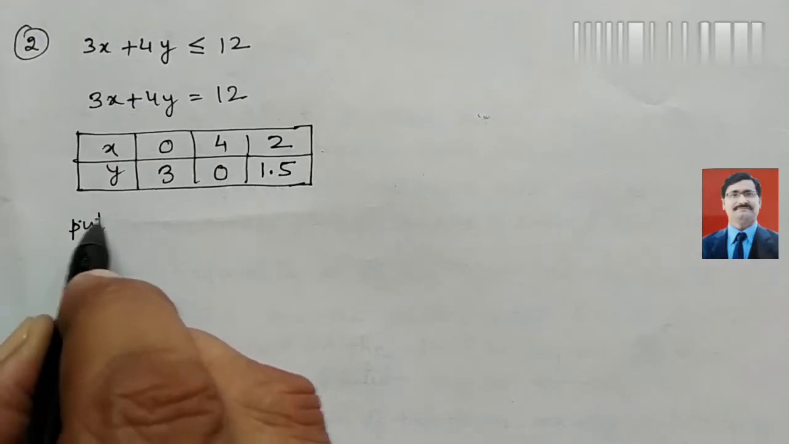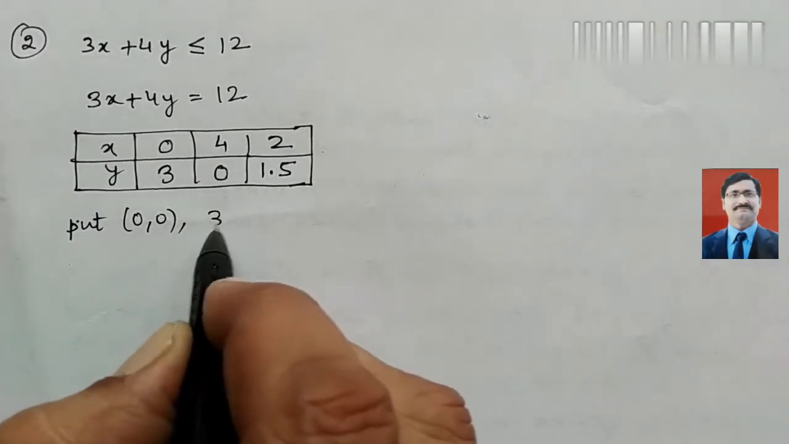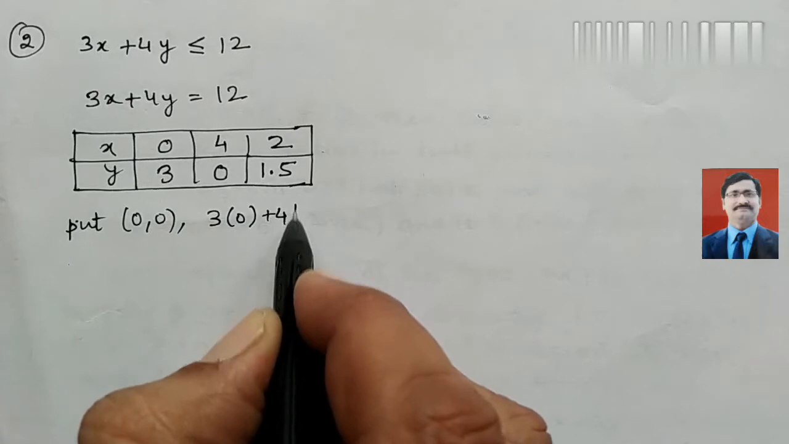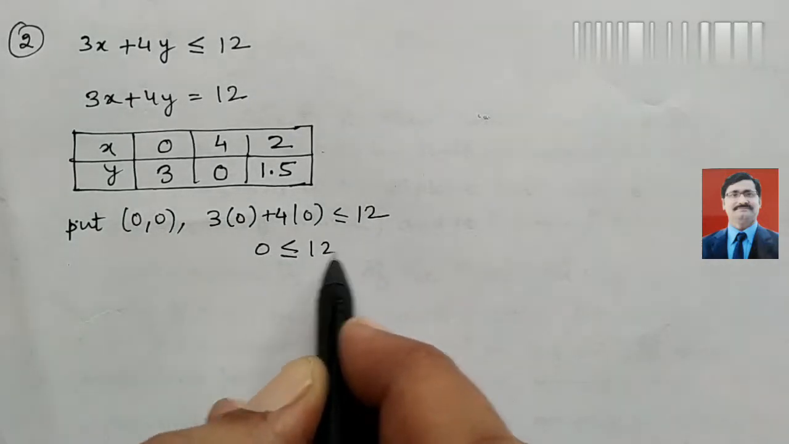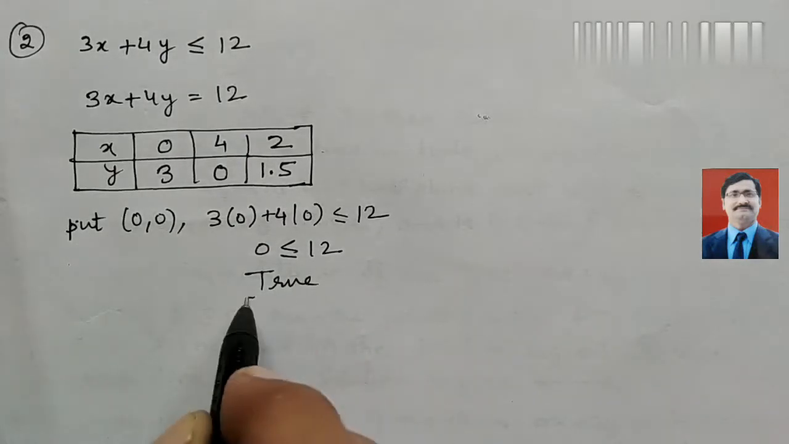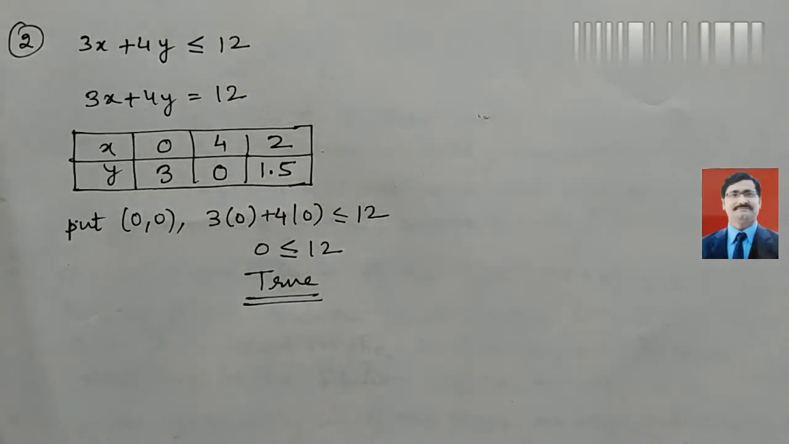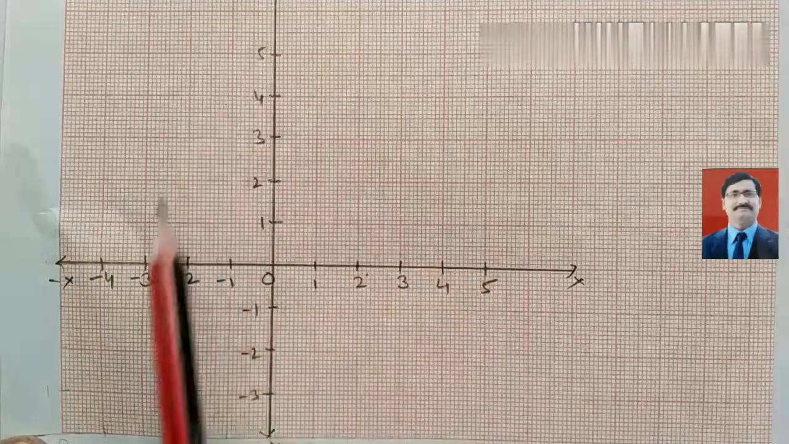Now we put 0, 0 also. So we get here 3 into 0 plus 4 into 0 less than or equal to 12. We get 0 less than or equal to 12. This is also true. Okay. In this way we can prepare a graph.